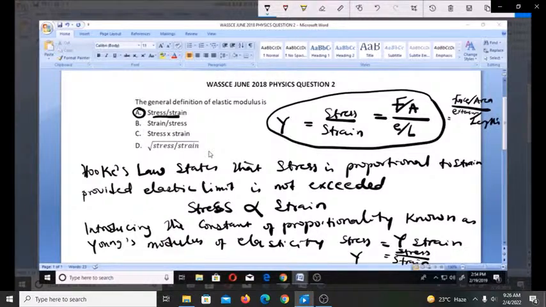So that is the statement of Hooke's law explained more, where the elastic modulus is equal to stress over strain, because both of them are proportional. So that is the answer.